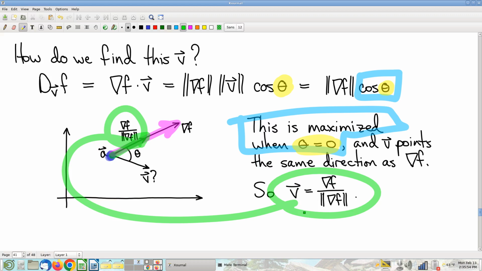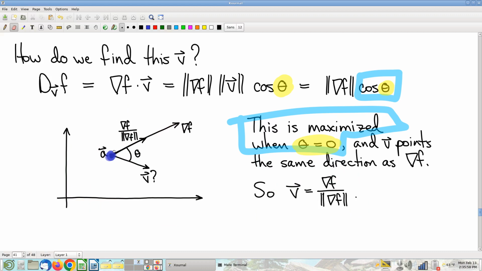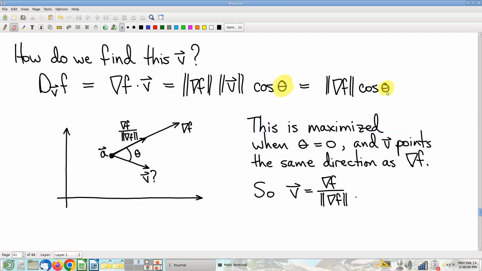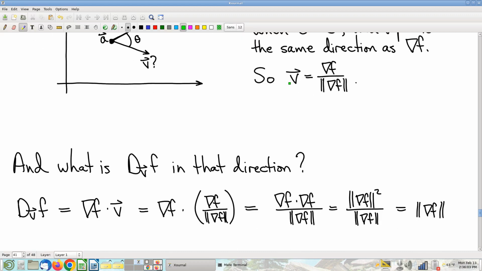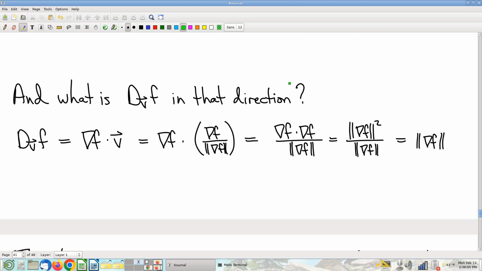Everybody with me? Okay. And then a very quick ending calculation here. So that's the best direction to go. As you go in that direction, how fast is the function changing? So we maximize the directional derivative. What is that maximum directional derivative?